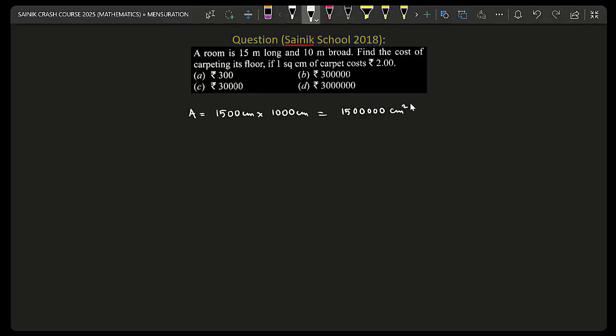But each centimeter square costs 2 rupees, right? Sir, 1 centimeter square equals 2 rupees. Then 15 lakh centimeter square equals how many rupees, sir? Yes, we are going to multiply by 2 rupees. So what is the answer? Sir, 3 crores. 30 lakhs. Sir, 30 lakhs.